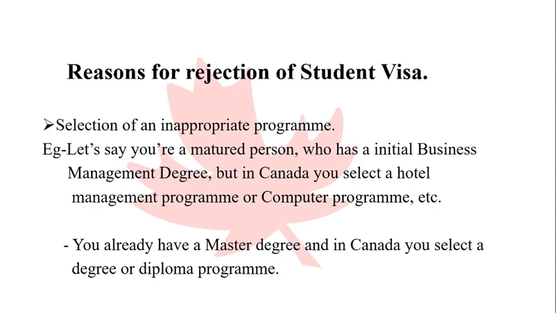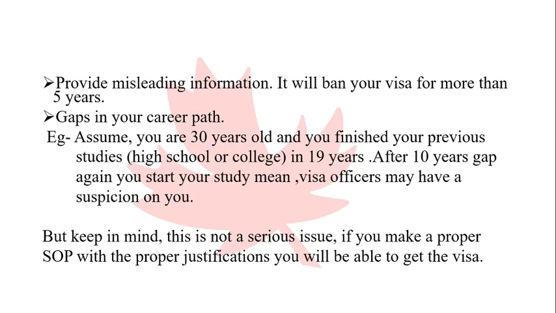Reasons for rejection of a student visa. Selection of an inappropriate program. For example, let's say you're a mature person who has an initial business management degree, but in Canada you select a hotel management program or a computer program, etc. You already have a master's degree, and in Canada you select a degree or diploma program. Providing misleading information will ban your visa for more than 5 years.